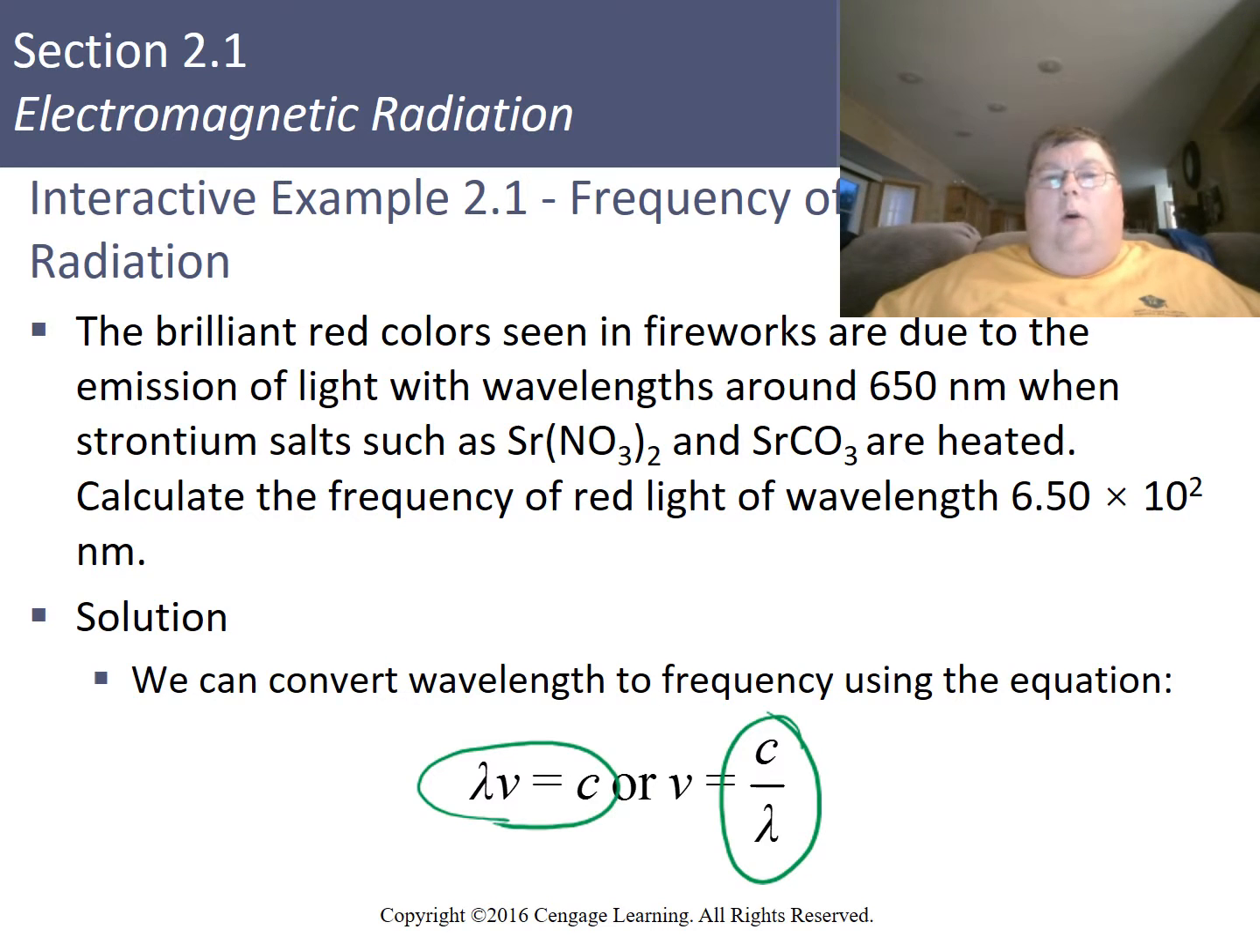All right, so we're going to calculate the frequency using the speed of light. Lambda nu is equal to c. Rearrange that, we get nu is equal to c over lambda. Now the key here is to make sure that you have your units in the right size.